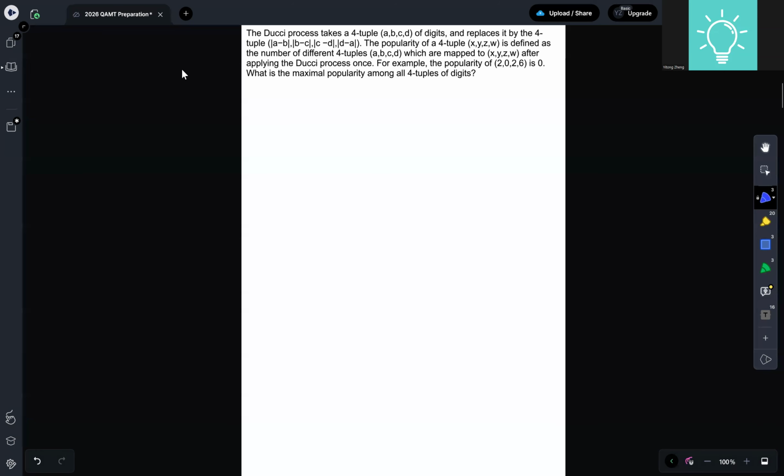So suppose in the 2026 QAMT Problem Solving Competition, you get given this problem. What can you do?